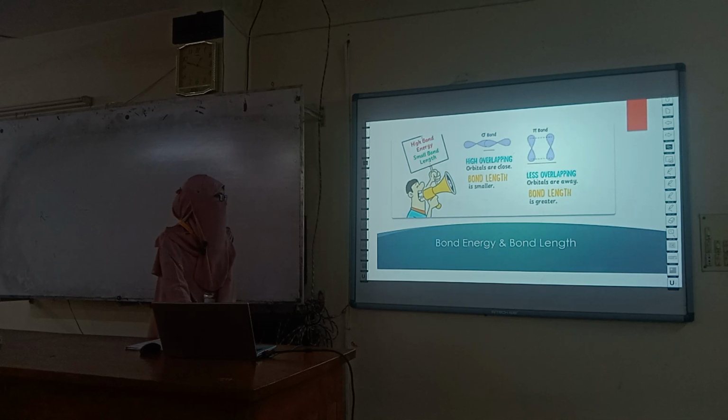Bond energy and bond length of sigma bond and pi bond. At first, sigma bond energy is high, and the overlapping orbitals are close. Thus, bond length is smaller. On the other hand, pi bond energy is less, and the overlapping orbitals are away. Thus, bond length is greater. In this case, sigma bond is a stronger bond than pi bond.